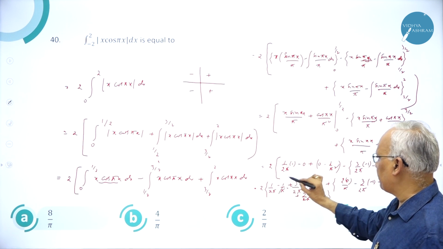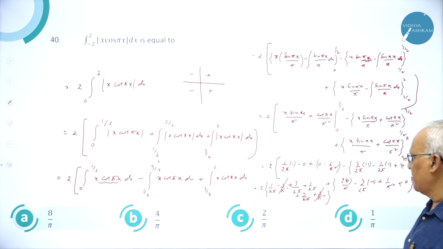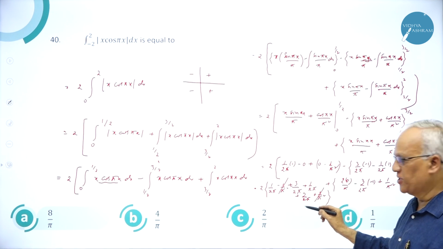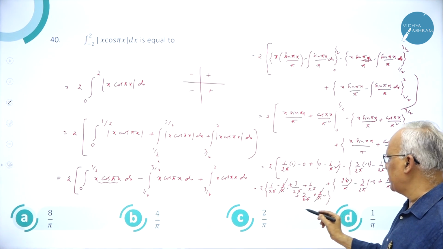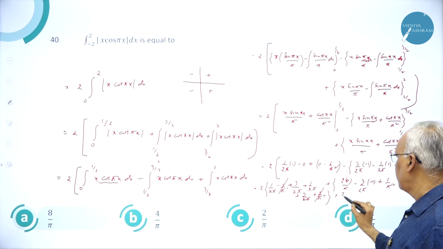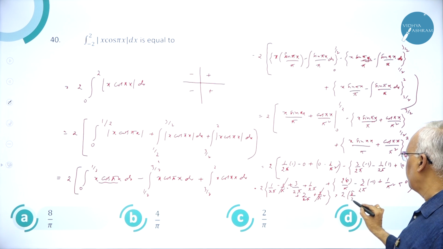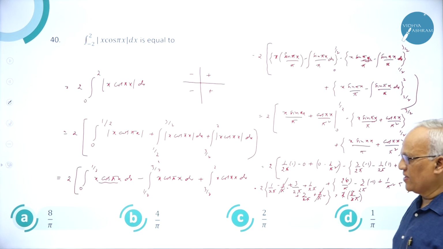Now minus 1 by pi squared plus 1 by pi squared cancels. So 1 by 2 pi, 3 by 2 pi, 1 by 2 pi, 3 by 2 pi. 1 plus 3 plus 1 plus 3, what is that? It is equal to 2 into 8 by 2 pi, which is equal to, 2 cancels, 8 by pi. So the answer is 8 by pi.